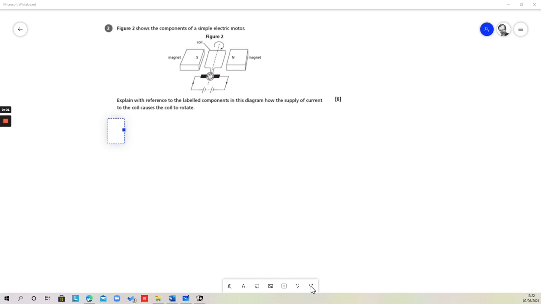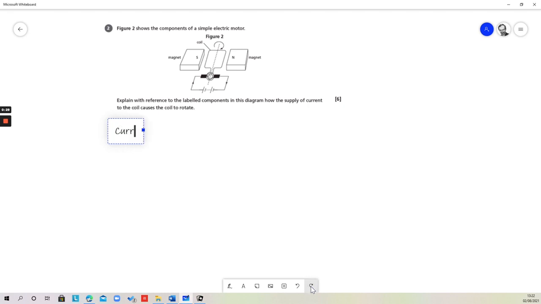In this question, we're being asked to explain how it is that the coil in this very simple electric motor is made to rotate. And the question makes it quite clear that we need to be making explicit reference to the various different components in the diagram. So let's start off by talking about current flow, because that's one of the essential aspects of making a motor work.